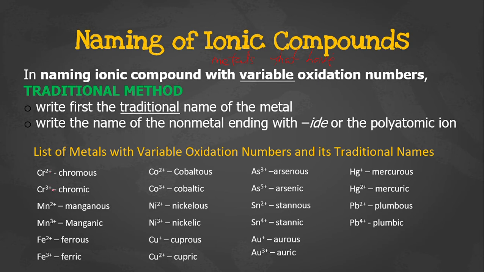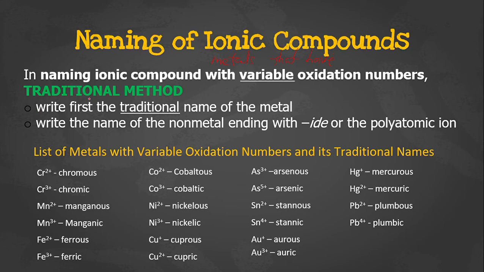Paano mo madi-differentiate? Kung susundan natin yung unang rule na papangalanan mo lang yung metal, hindi natin sila ma-differentiate kung sinabi mo lang chromium. Anong chromium yun? Positive 2 or positive 3? So, we have to identify. That's why we have a different set of rules for these metals that have variable oxidation number. So, meron tayong dalawang set of rules dyan. We have traditional and the stock method.